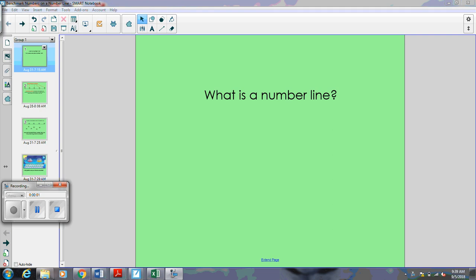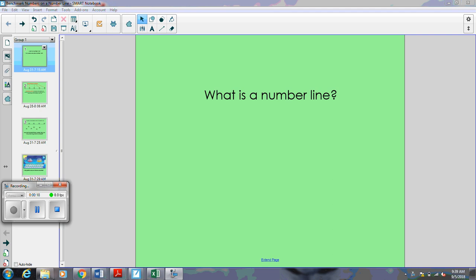Number line. Somebody describe it to me. What do you think a number line is? Maddie, what do you think is a number line? A number line is something that can help you keep track of counting. I like it. Can help you keep track of counting. Definitely. What else is a number line?